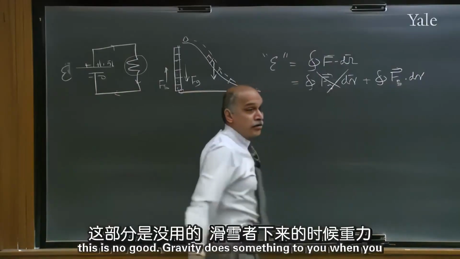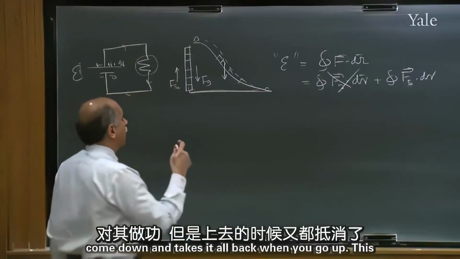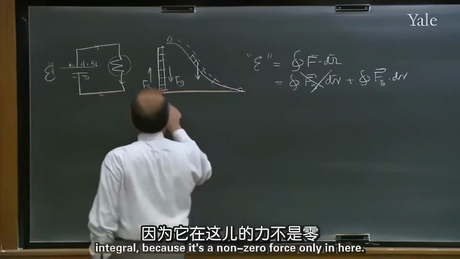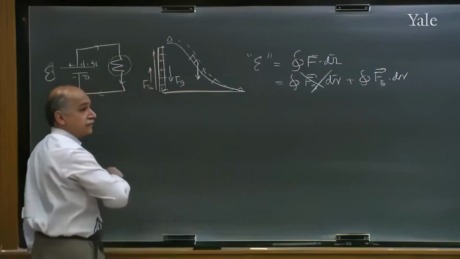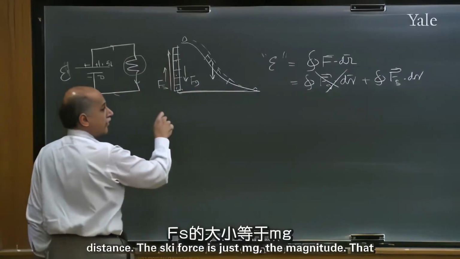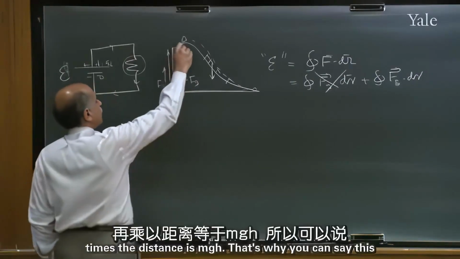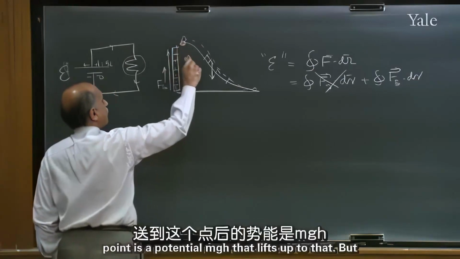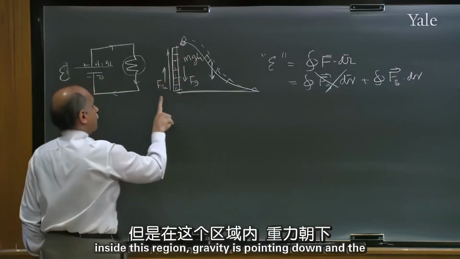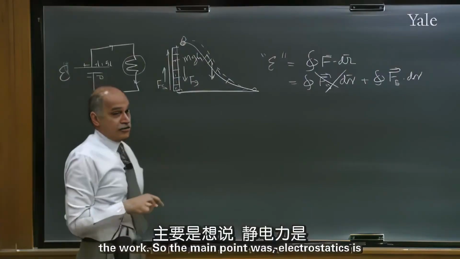This is no good. Gravity does something to you when you come down and takes it all back when you go up. This guy, the force inside the ski, has a non-zero line integral because it's a non-zero force only in here. So the line integral is basically the ski force times the distance. But the ski force is just mg in magnitude. That times the distance is mgh. That's why you can say this point has a potential mgh relative to that. But inside this region, gravity is pointing down and the machine takes you against gravity and puts you on the top. And that's the non-conservative force that does the work.